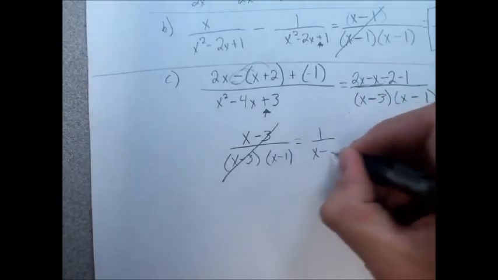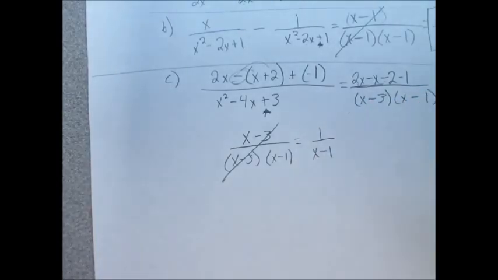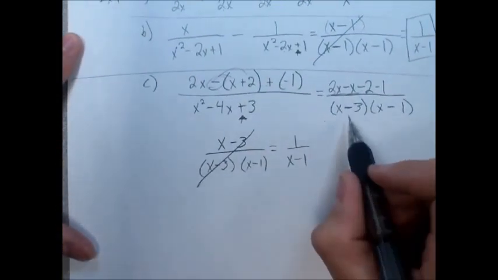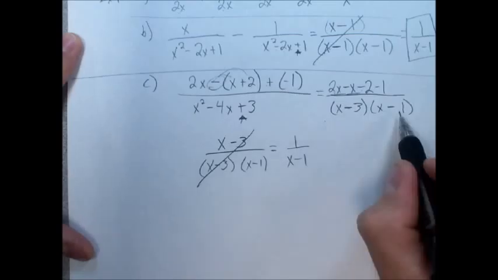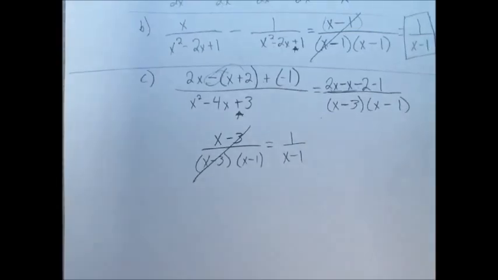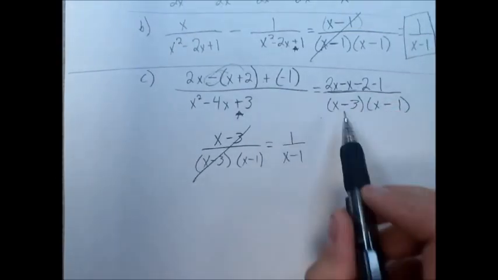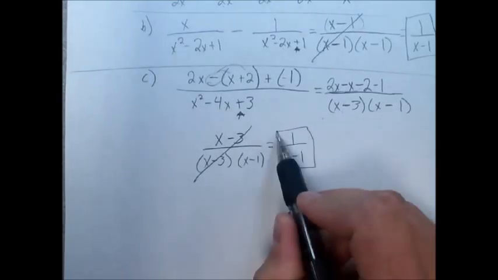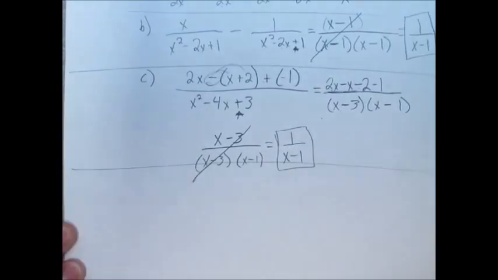1 over x minus 1, yep. And if we were looking for excluded values, it would be positive 3 and positive 1 would be my excluded values. Okay? I look at the original, not what I'm left with when I'm done. Okay. Any questions there? Oh, sorry, I didn't mean to make a line all the way through that.